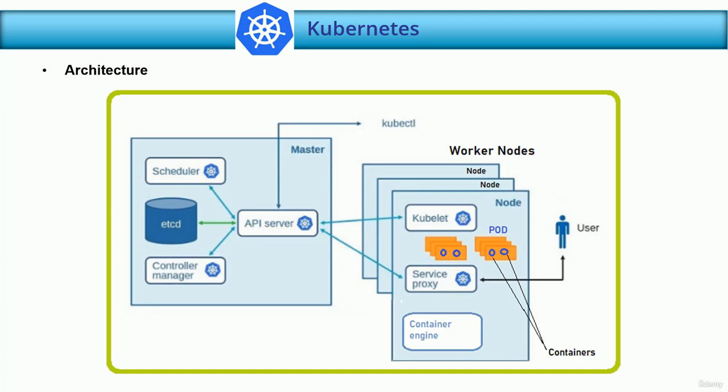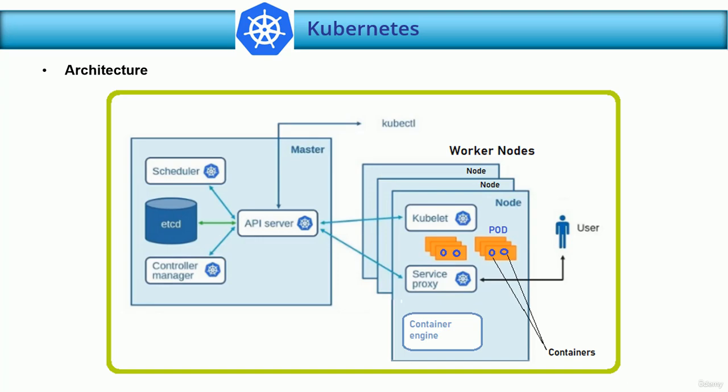Inside the master node, we have a few components: the scheduler, API server, etcd database, and controller manager. For the worker node, we need to understand a few components like kubelet, service proxy, or we can say kube-proxy, and the container engine. Here you can use any software for the creation of containers. It could be Docker, Rocket, or Containerd. But for our lab purpose, I am going to use Docker.